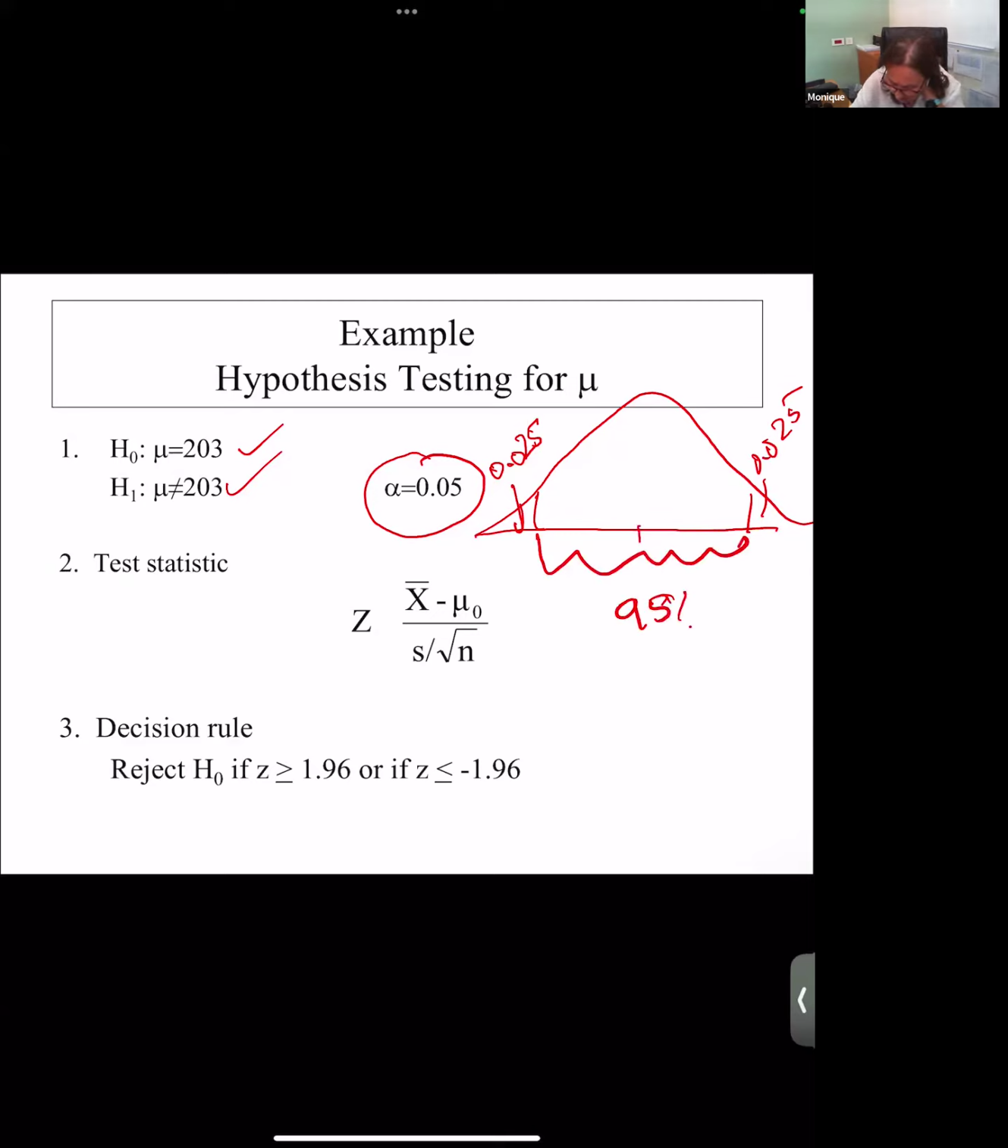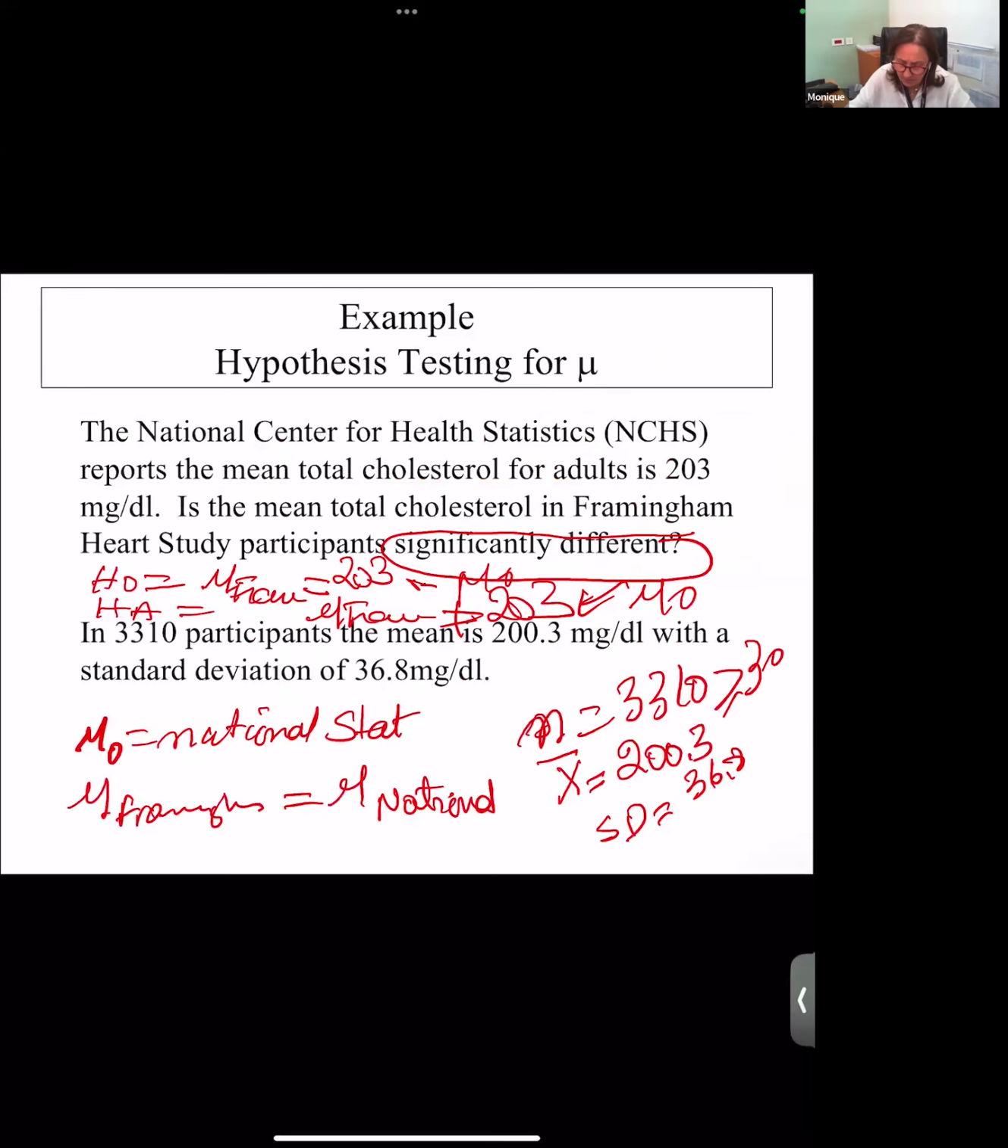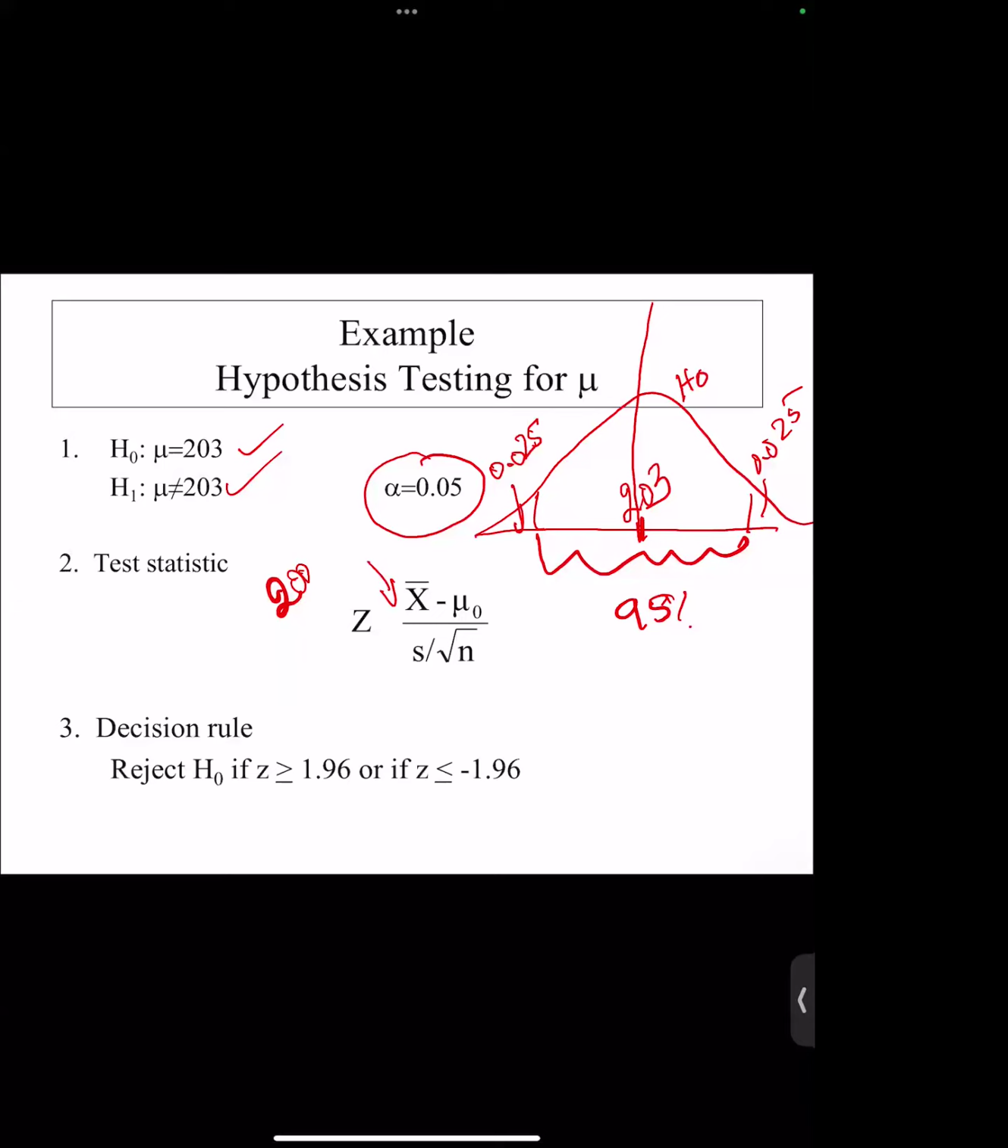Okay, and this is H0, and this is 203. So what did I get from the data, from the sample of 3,000? I got 200, right? Right, ladies and gents? Yes, 200.3. So it's somewhere here.